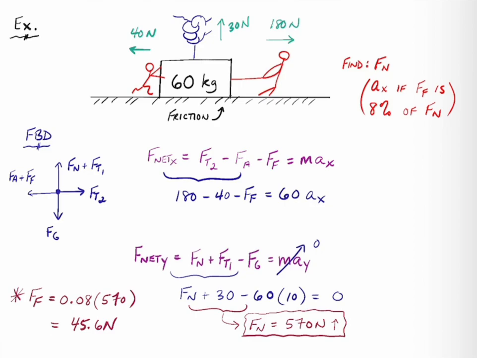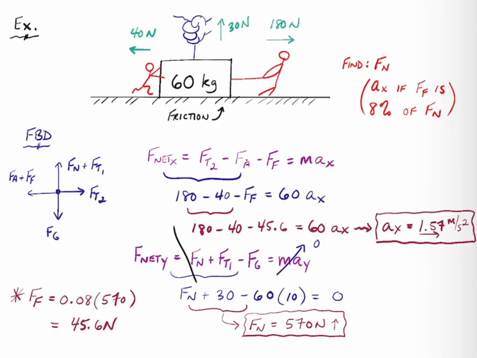I can then on the side figure out that 8% of that value, which is what we were told. If the friction is 8% of the normal force, what is the acceleration? Well, 8% of 570 is 45.6. So I can now go up into my F net x equation. I can plug in 45.6 for my force of friction. And at this point, the only unknown is the acceleration. And if I solve that through, we will find that the acceleration is 1.57 meters per second squared.